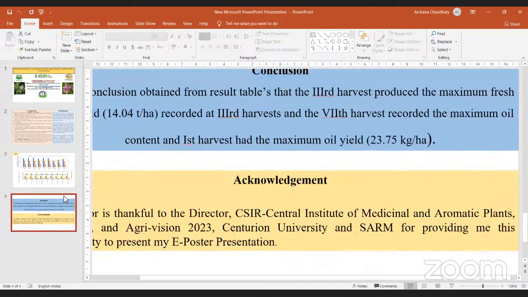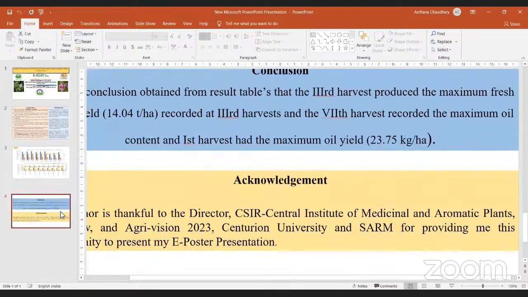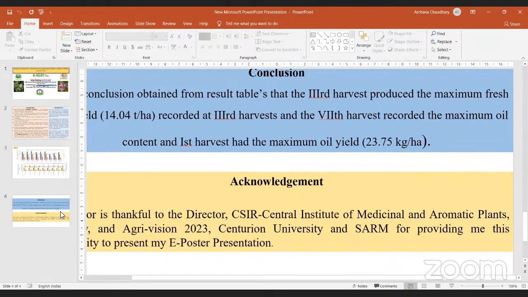This is the conclusion. The result table concluded that the third harvest produced the maximum fresh herbage yield, that is 14.04 ton per hectare, and the seventh harvest recorded the maximum oil content, and the first harvest had the maximum oil yield, that is 23.75 kg per hectare. The author is thankful to the Director, CSIR-Central Institute of Medicinal and Aromatic Plants, and AgriVision 2023, Career Point University and SARM for providing me this opportunity to present my e-poster presentation. Thank you, sir.